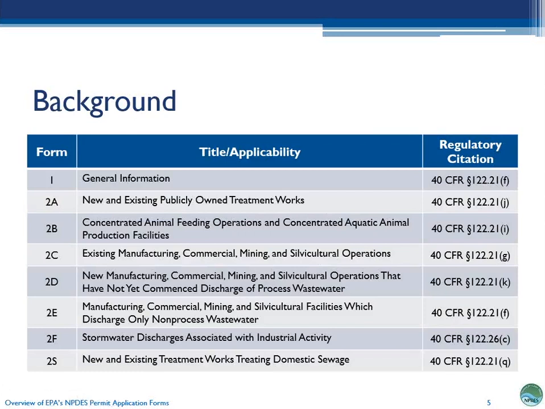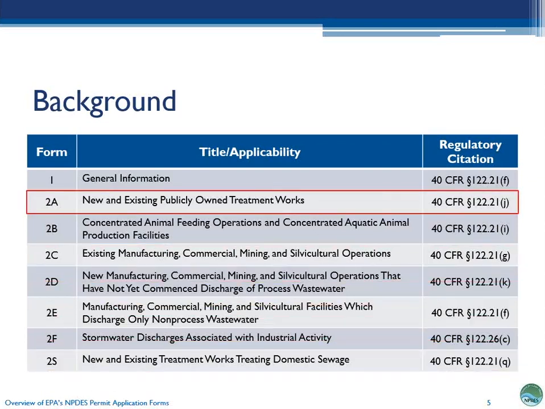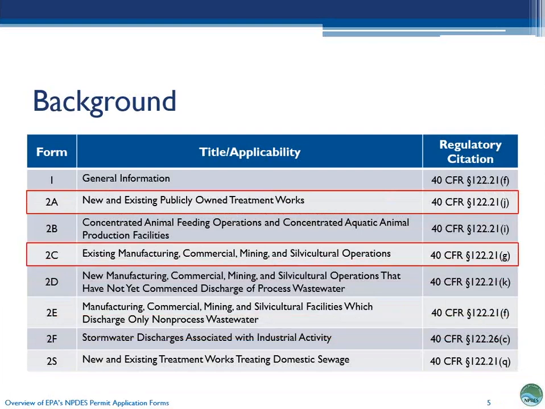The 8 NPDES permit application forms developed by EPA are listed in the first column on this slide. The third column provides the regulatory citation where you can find the corresponding application requirements. As you can see, each permit application form corresponds to a different category of discharger subject to permitting. For example, if you're a new or existing publicly owned treatment works, or POTW, you will need to submit application form 2A. If you are an existing manufacturing facility that discharges processed wastewater, you'll need to submit application form 2C.